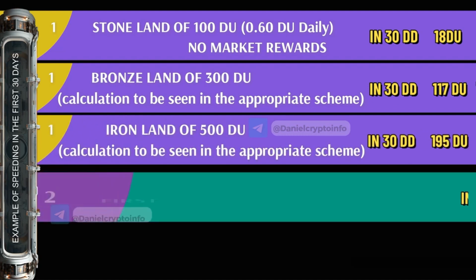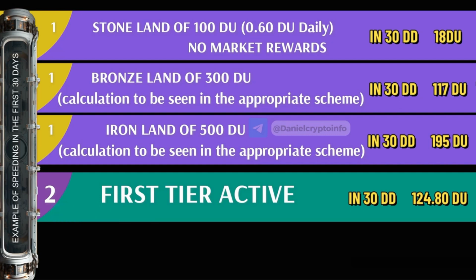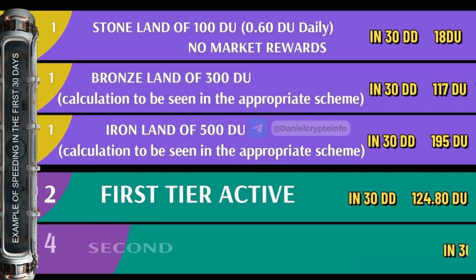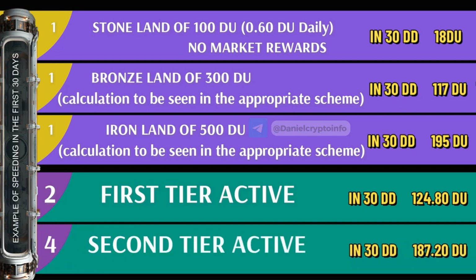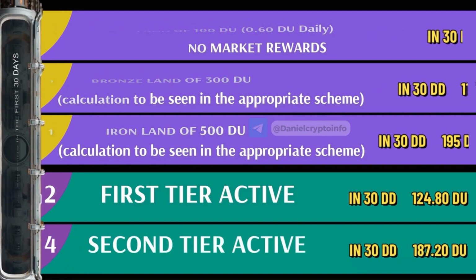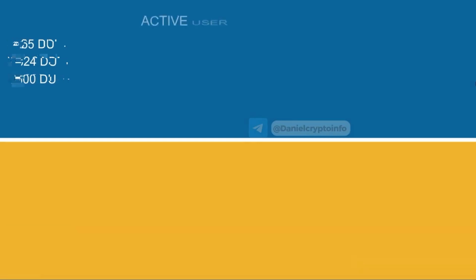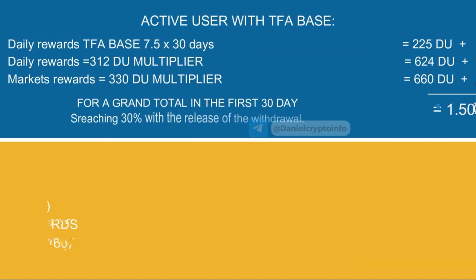More, we need to have 2 first active lines that over 30 days will contribute with 124.80 DU, and 4 second active lines that in 30 days will have generated 187.20 DU. The calculation of each of these factors shows that an active user will be able to reach in the first 500 days a sum of 1,500 DU.